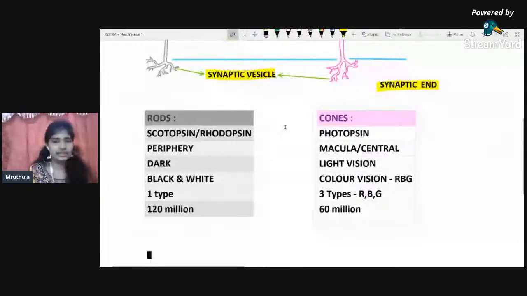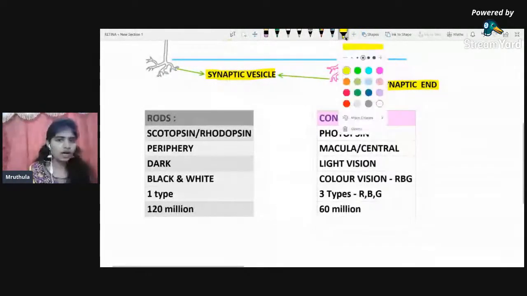Now let's see some differences between the rods and cones. What is the basic difference that we can find between these two? First of all, we said cones are more densely found in the fovea or the macula. That is a zone meant for daylight vision or bright light vision, and also we can call it color vision. So cones are concentrated there, which means cones are meant for color vision. You can just correlate it this way: cones see color, so it's cones, color vision. Cones are mainly meant for color vision, and are more densely found in the central part, the macula or the fovea. So that's about the location of cones.